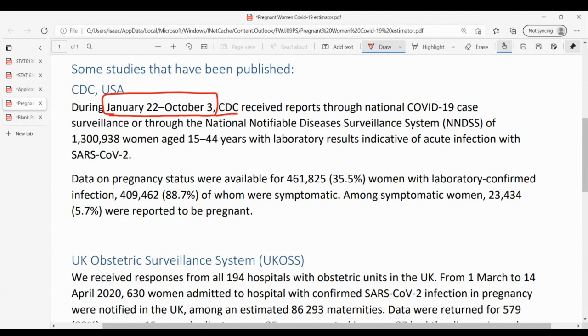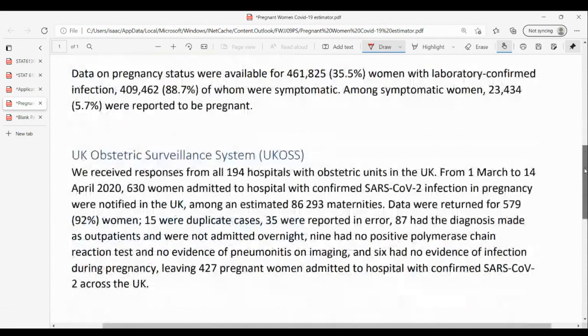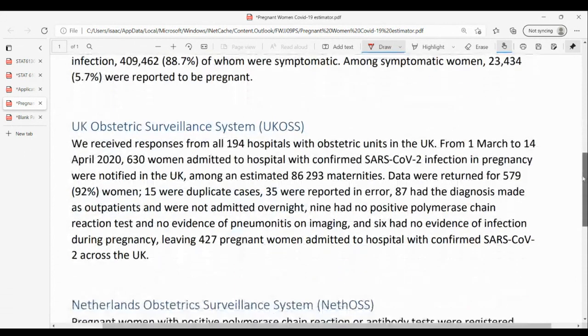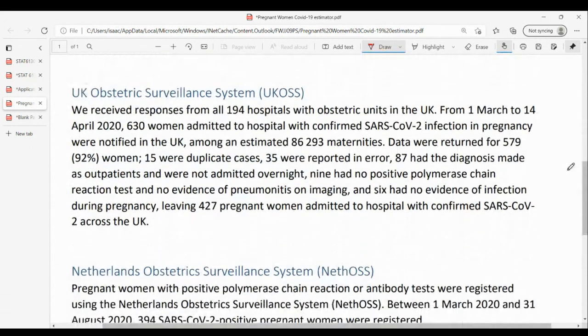Similarly, in the UK, what I just copied and pasted here was from some of the published studies. The UK also has an obstetric surveillance system, and again, for a specific time, 1st of March to 14th April 2020. So again, that's only a month and a half.